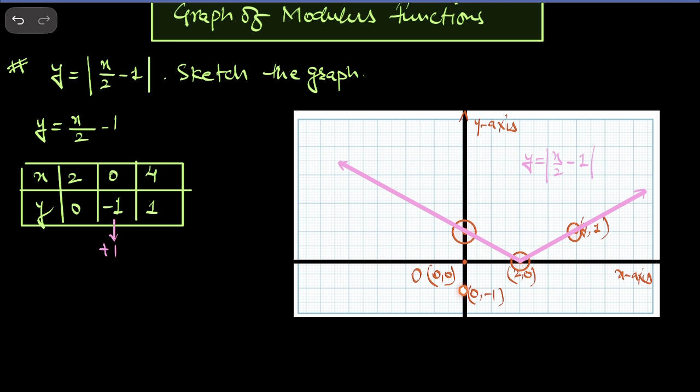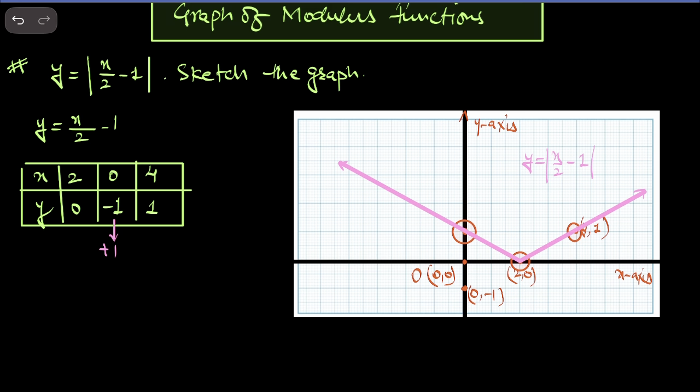Y can never be negative. So obviously this particular negative sign will be removed, so it will become plus 1. So I have taken this value over here and then we have straight away plotted the graph for the given modulus function. Okay, so now we have understood how to plot the graph of a modulus function.